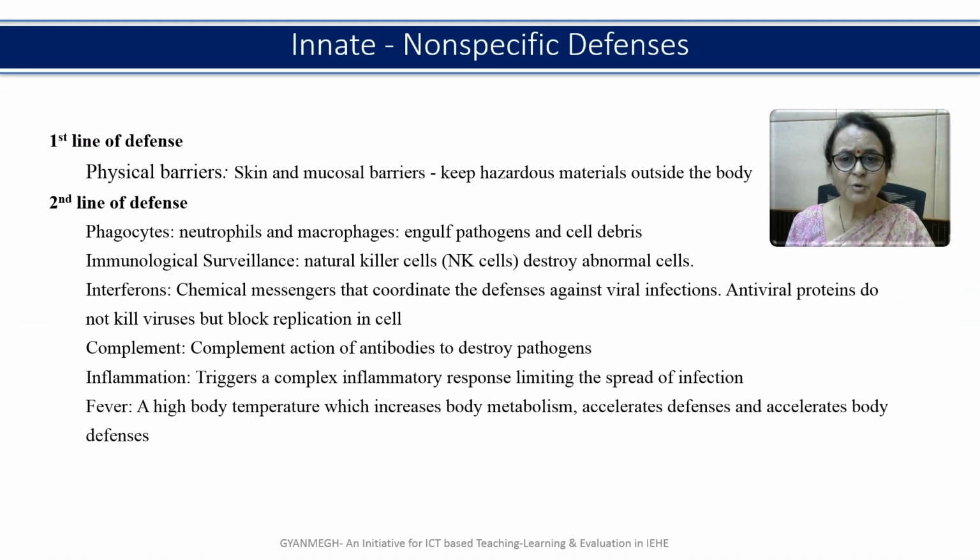In innate immunity, there are two lines of defense. The first line of defense is physical barriers like skin and mucosal barriers, which keep hazardous materials outside the body. The second line of defense consists of phagocytes, which include cells like neutrophils and macrophages. They engulf pathogens and cell debris. Immunological surveillance is done by natural killer cells, and they sometimes destroy abnormal cells also.